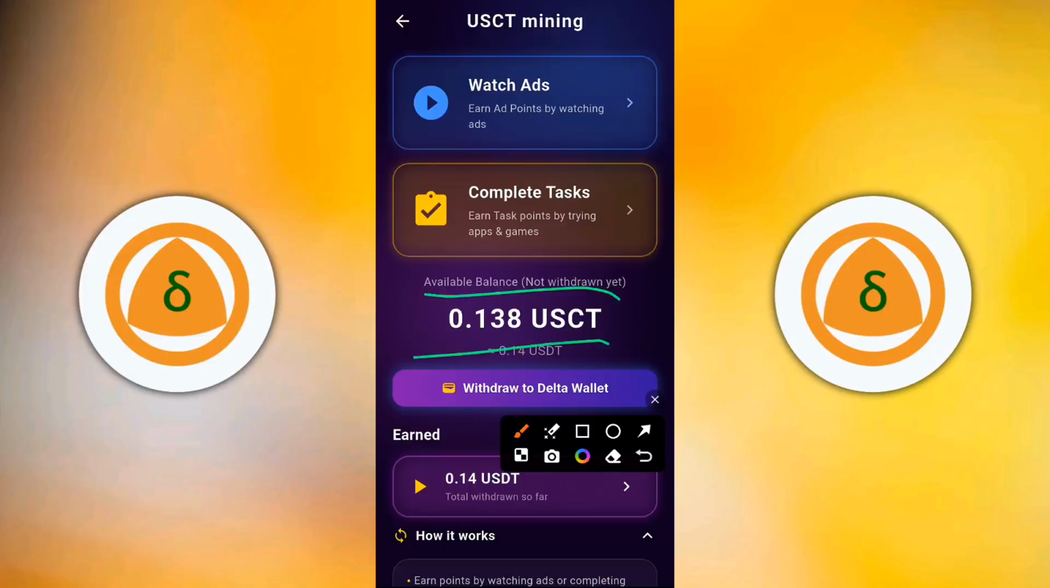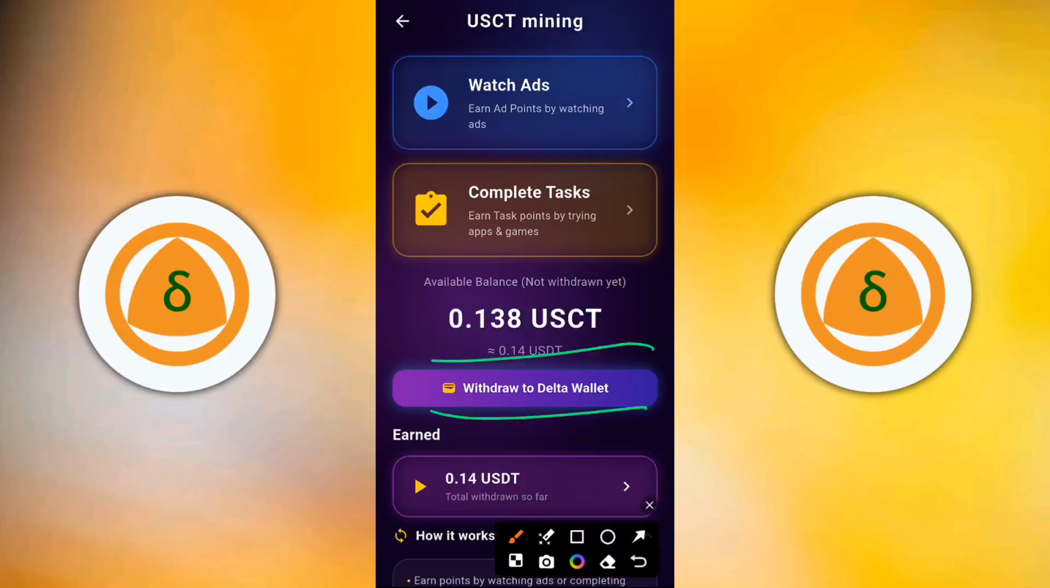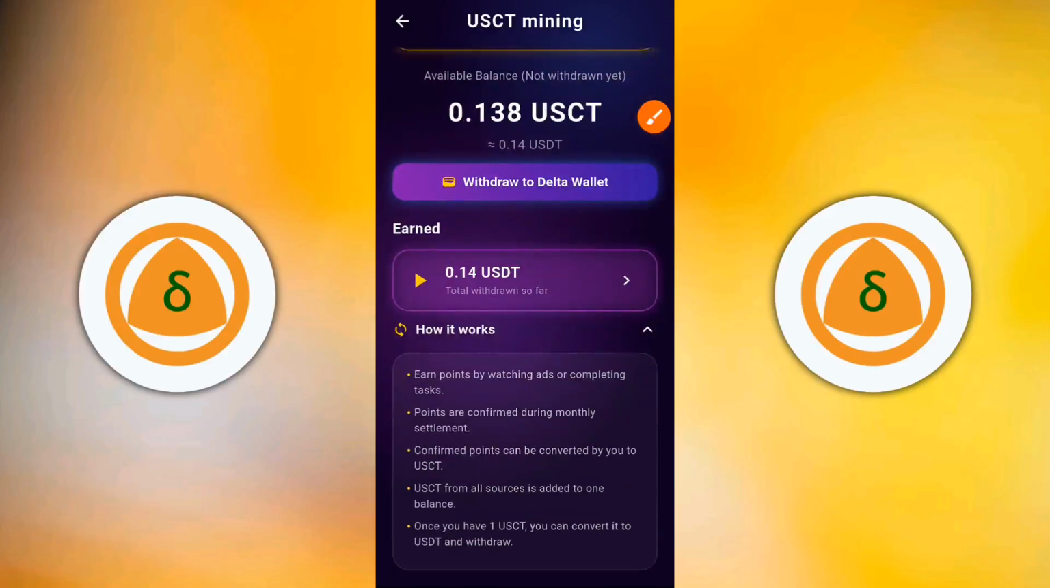This is basically how this works, and you can see so far I've been able to earn about 0.14 USDT. Now this is because I just started paying attention to this. I haven't been paying attention to this for a very long time, right? This has been around for months, I guess, and I haven't really paid much attention to it. Now whatever you earn, you withdraw to the Delta wallet right here. So this is how it works, right? So you understand what you're getting into.